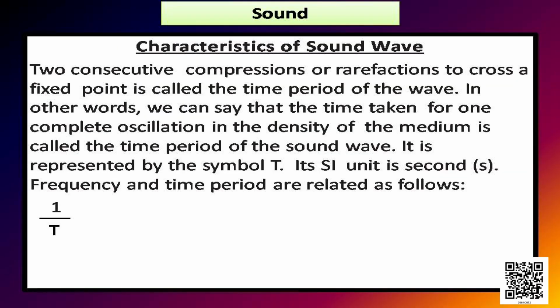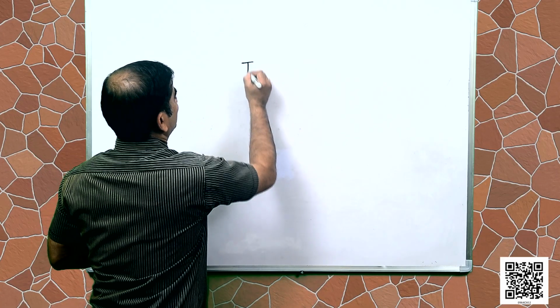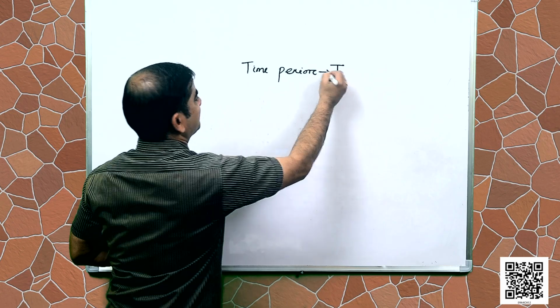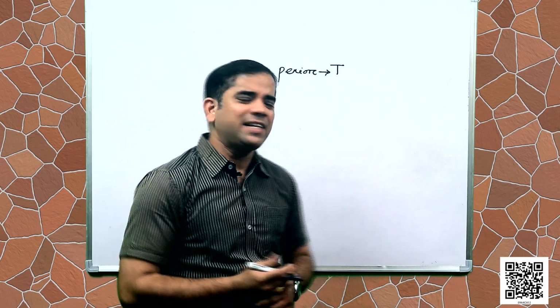Students, the time taken by two consecutive compressions or rarefactions to cross a fixed point is called the time period of the wave. In other words, we can say that the time taken for one complete oscillation in the density of the medium is called the time period of the sound wave. Time period is represented by the symbol T, and its SI unit is second.